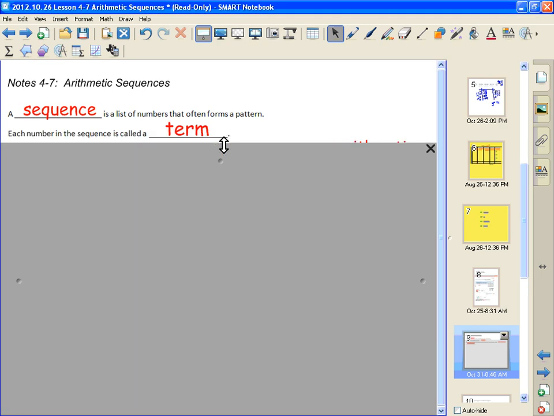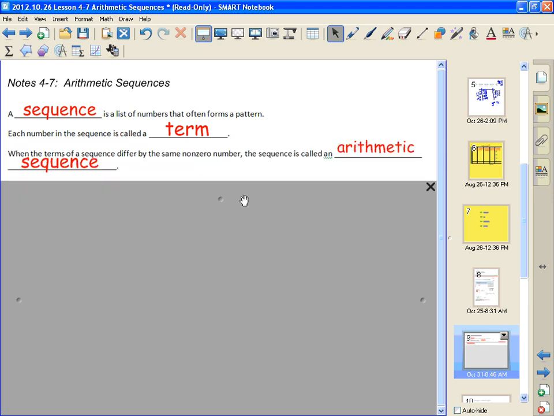Okay, the next one is term. So each number in the sequence is called a term. Okay, and then the last word is arithmetic sequence.